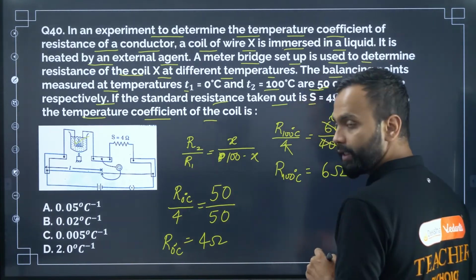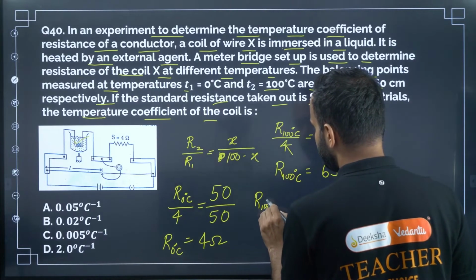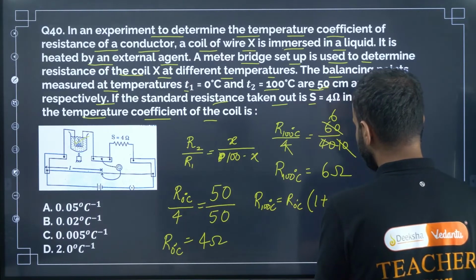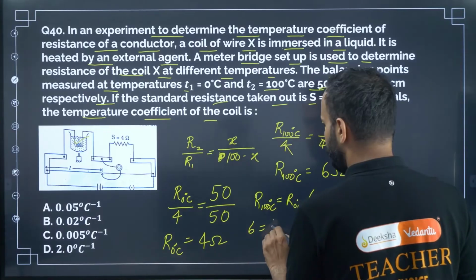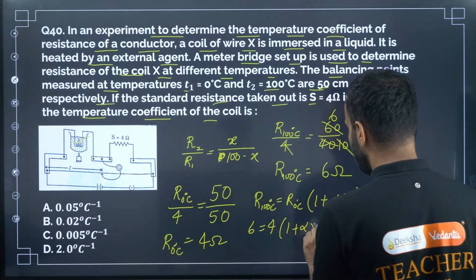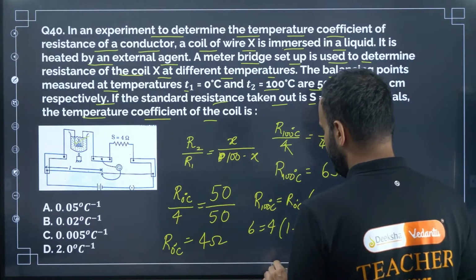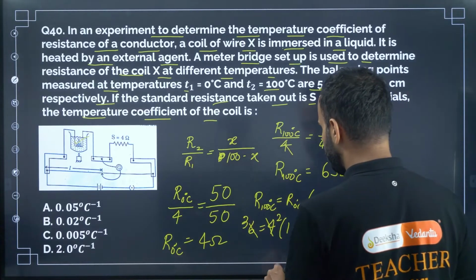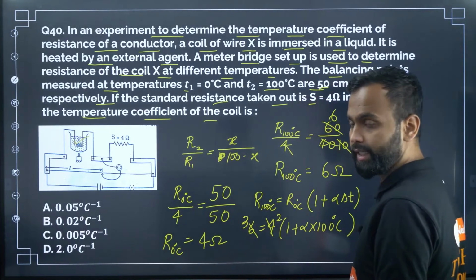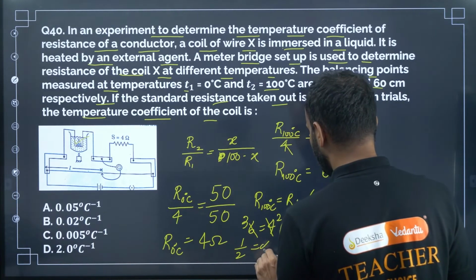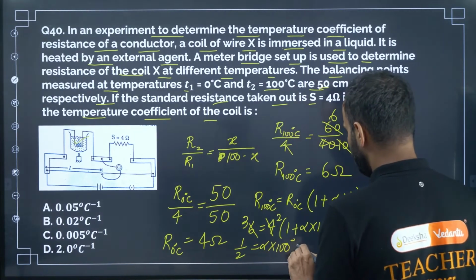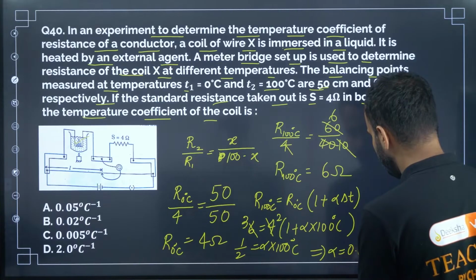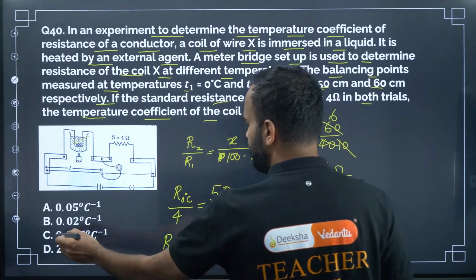So now we need to find temperature coefficient. Now R at 100 degree Celsius is equal to R at 0 degree Celsius into 1 plus alpha into delta T. Delta T is 100. So 6 equal to 4 into 1 plus alpha into 100 degree Celsius, right? So now 2 2s are 4, 2 3s are 6, right? So now 3 by 2 minus 1 is 1 by 2, right? 1 by 2 equal to alpha into 100 degree Celsius, right? So now the value of alpha is equal to 0.005 per degree Celsius. So the correct option is C.